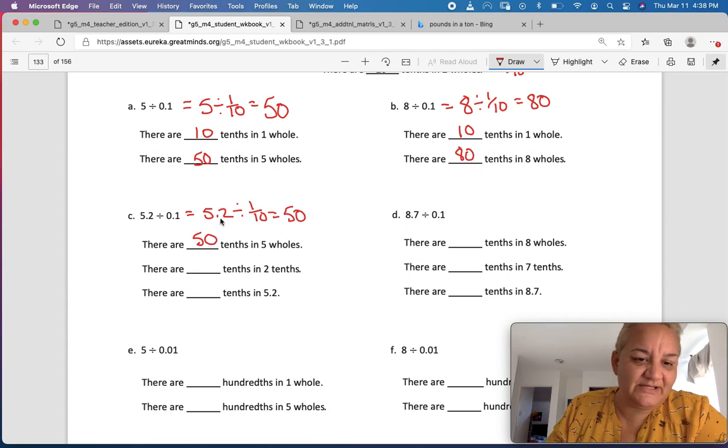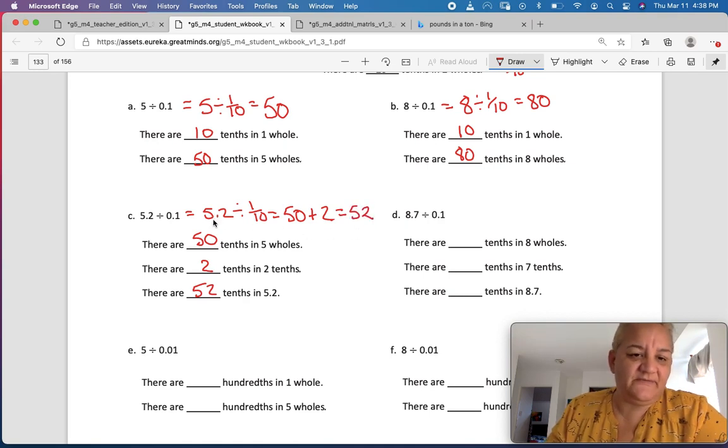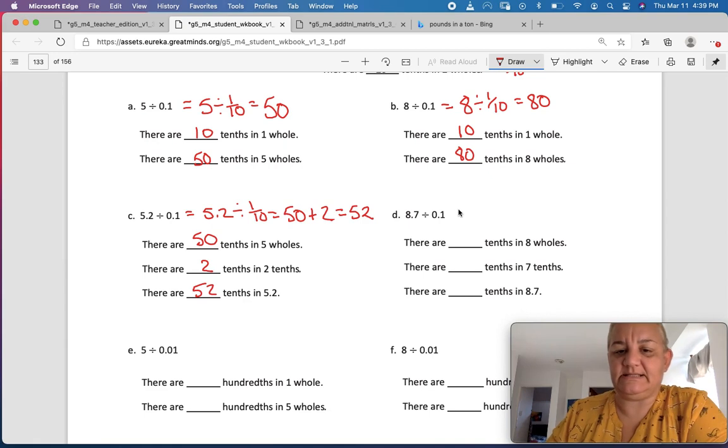But we also have 2 extra tenths here. So how many tenths in 2/10? Well, 2. That's logical. Okay, so how many tenths in 5 and 2/10? 52. Okay. See what we did there? So 5 and 2/10 divided by 1/10 is 52. It seems to make sense. Let's try the next one.